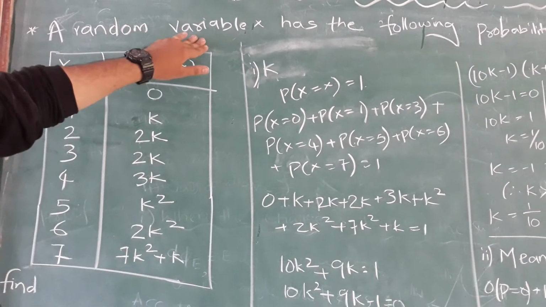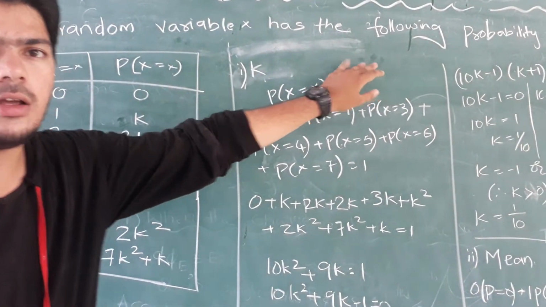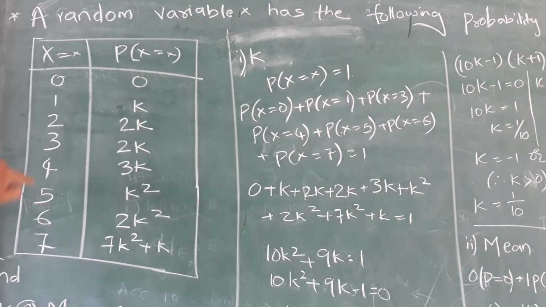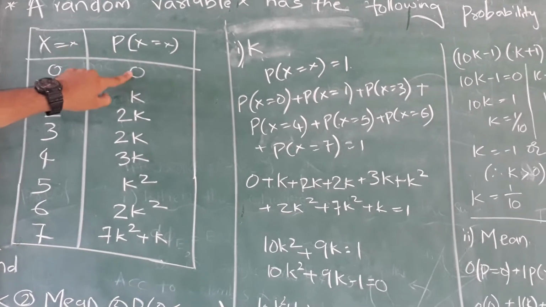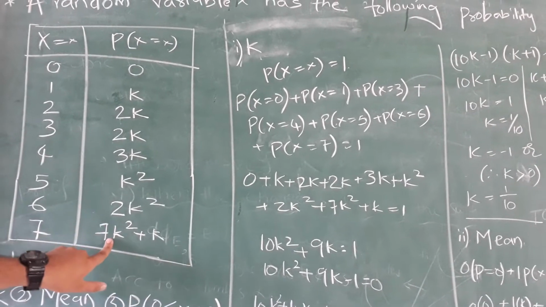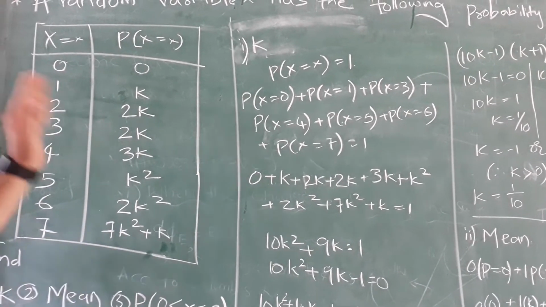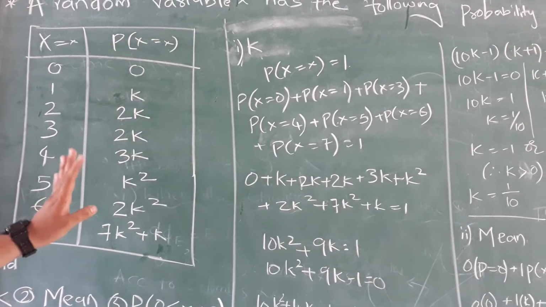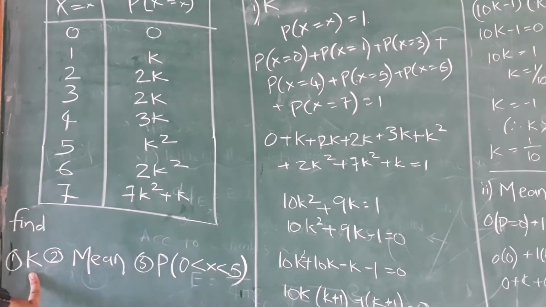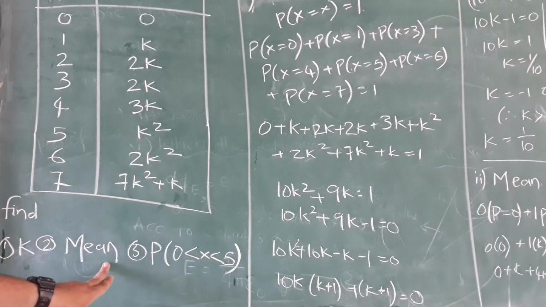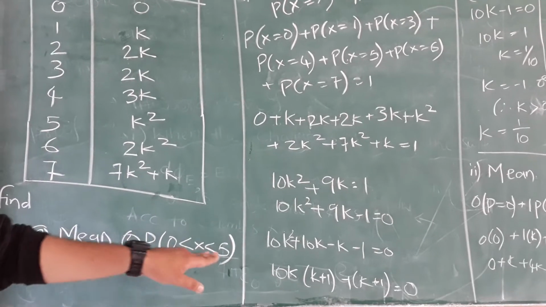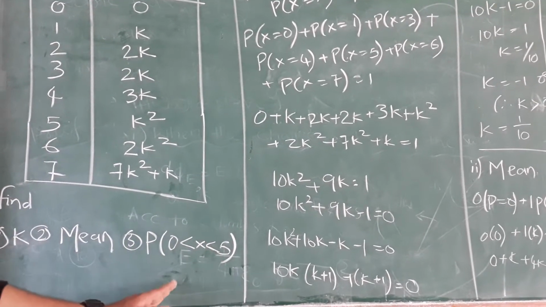A random variable x has the following probability distribution. So here is the question. He gave x values 0, 1, 2, 3, 4, 5, 6, 7 and probability values 0, k, 2k, 2k, 3k, k square, 2k square and 7k square plus k. So at 0 it is 0, at 1 it is k, etc. He has asked us three questions here. The first is to find the value of k. Then find the mean, and then get the probability of the numbers between 0 and 5, greater than 0 and less than 5.